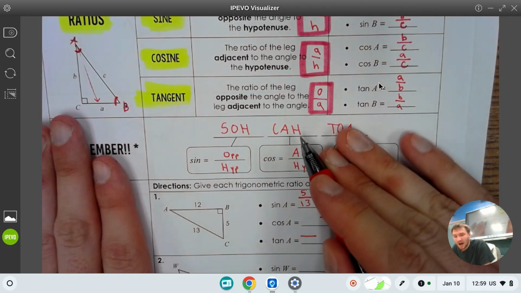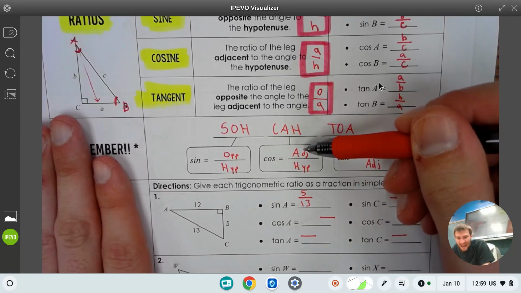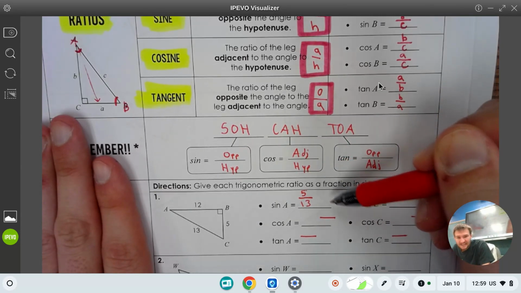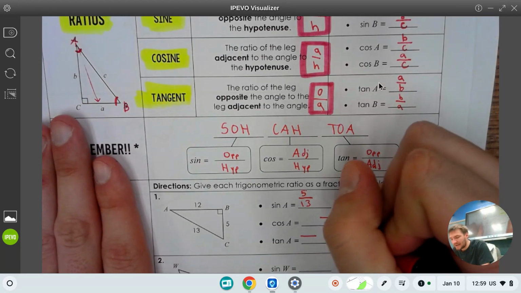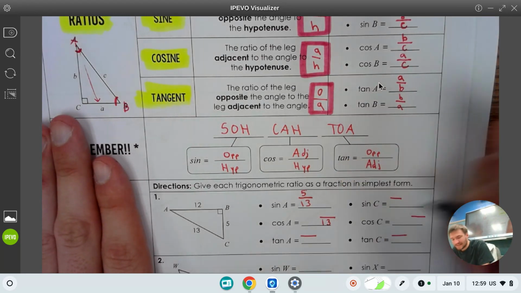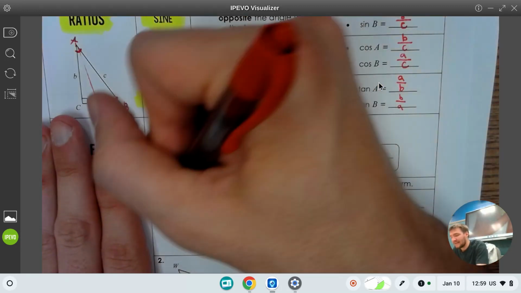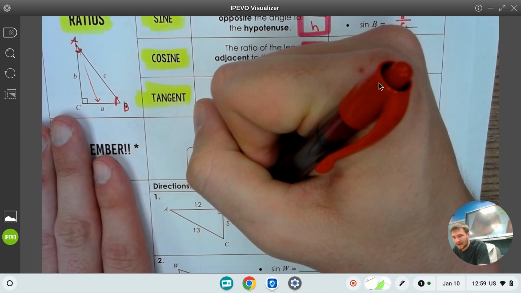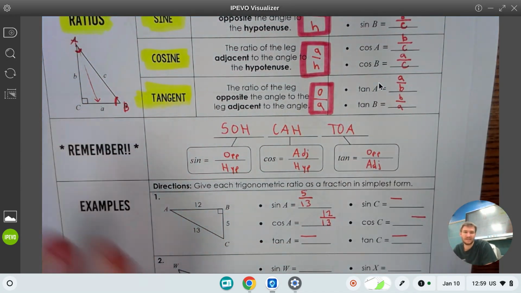Cosine is the CAH middle portion, which is AH, adjacent over hypotenuse. The hypotenuse we know is 13. That's not changing. But the adjacent, instead of 5, which we labeled the opposite, 12 is going to be the adjacent.